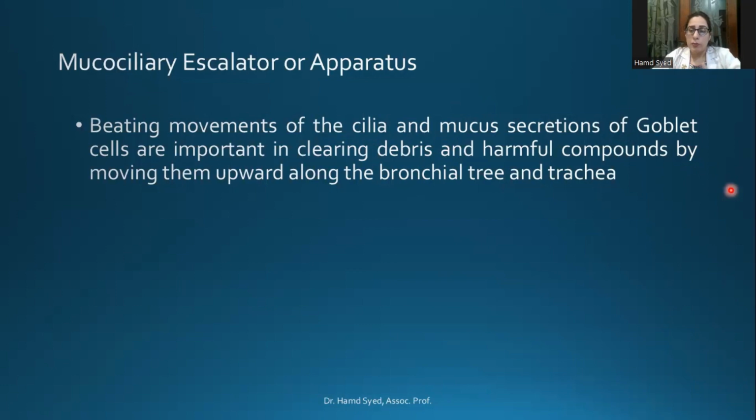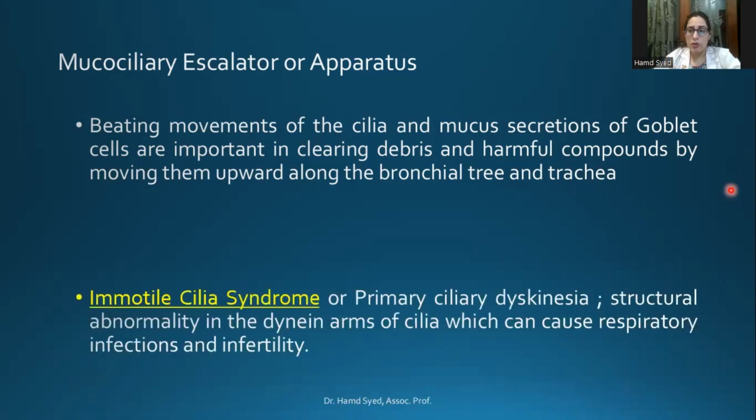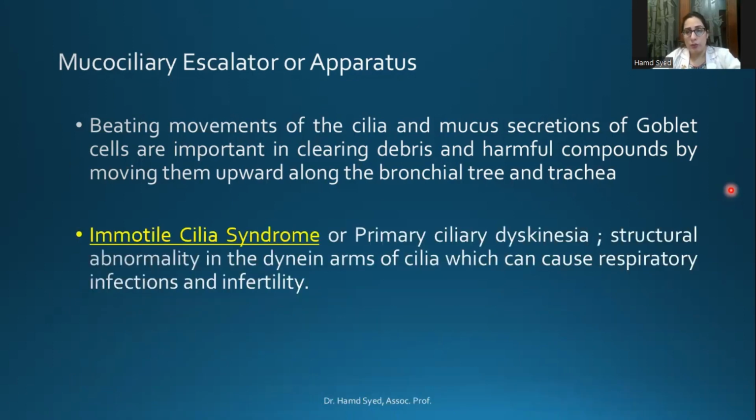So the harmful compounds, along with the mucus within, which actually entraps these particles, the smoke particles or the other pollutants, are removed by the unidirectional beating of cilia from the respiratory tract. This is known as the mucociliary escalator. You know, an escalator means a moving staircase. So the beating movements of the cilia have been compared to an escalator.